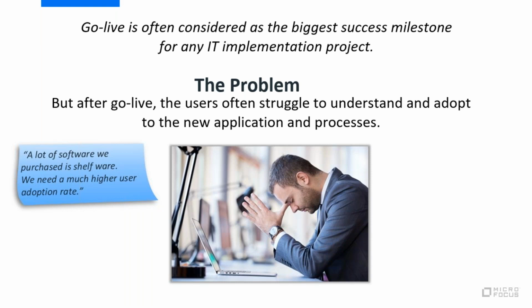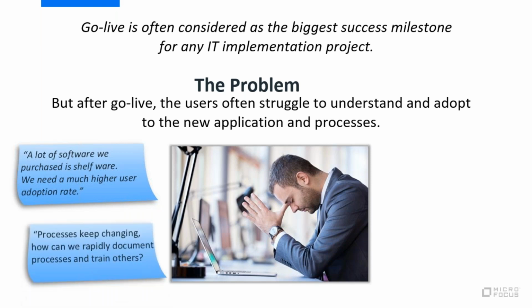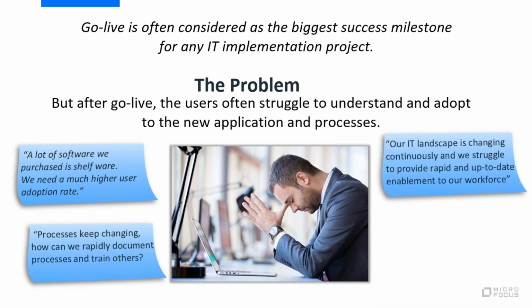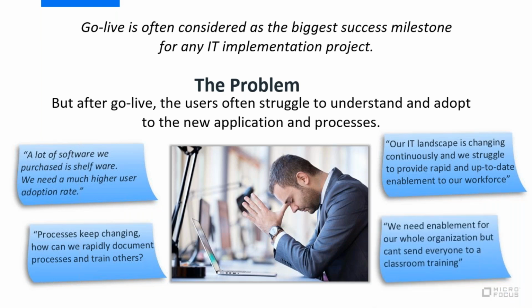A lot of software we purchased is shelfware. We need much higher user adoption rates. Processes keep changing. How can we rapidly document processes and train others? Our IT landscape is changing continuously, and we struggle to provide rapid and up-to-date enablement to our workforce. We need enablement for our whole organization, but can't send everyone to a classroom training. That would be way too expensive.